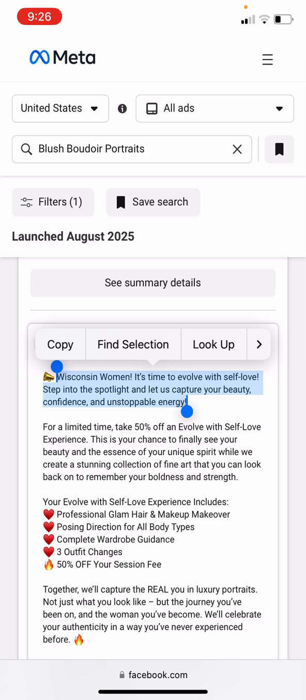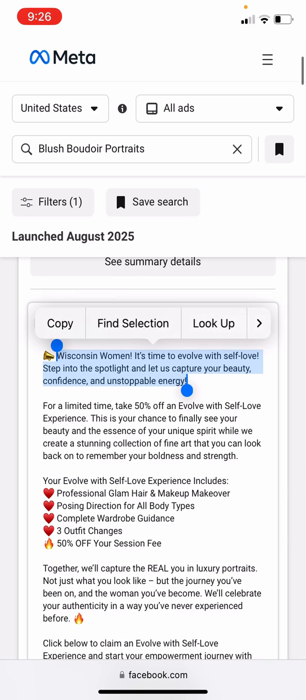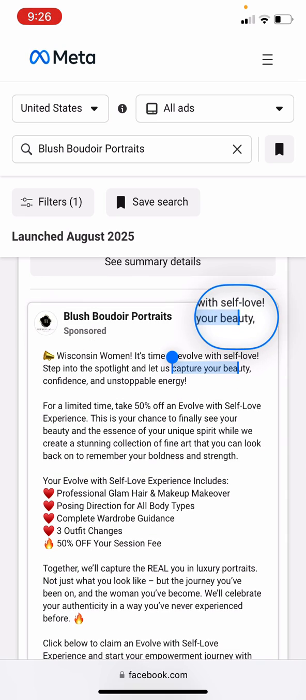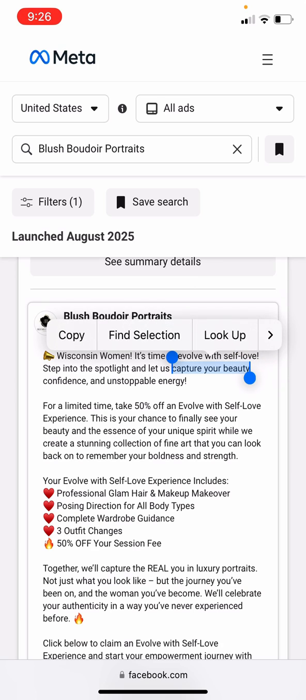Next mistake that can happen is not having a positive. So, "let's capture your beauty, confidence, unstoppable energy." Yeah, okay, I'll give this to you. Basically, I'm thinking, are women saying, I want someone to capture my beauty, I want someone to capture my confidence, and I want someone to capture my unstoppable energy? I think it could be more like, I want to get those things back. But all right, you got a positive here.